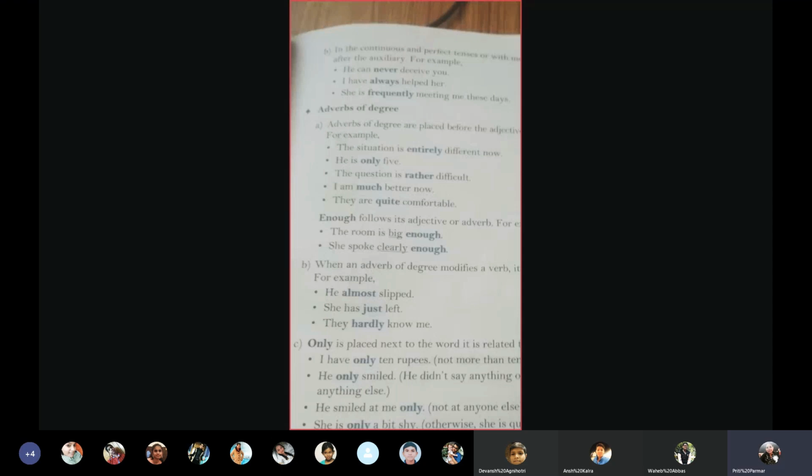Now the B section: when an adverb of degree modifies a verb, it is placed before the main verb. Whichever is the main verb in a sentence, it is always placed before it. He almost slipped. Now, slipped is the verb, and almost is telling you about the degree. She has just left. They hardly know me.